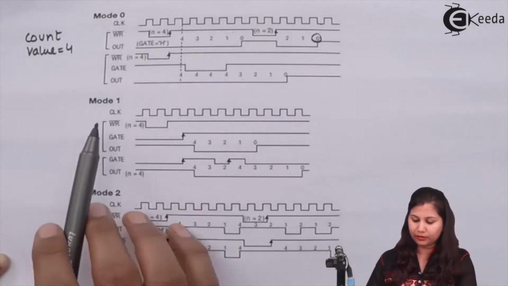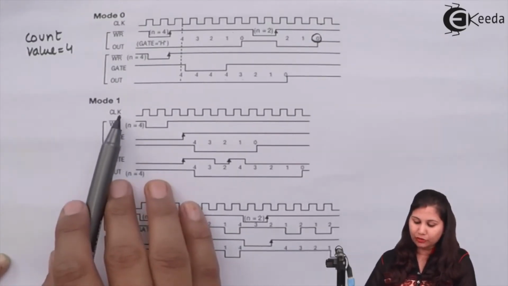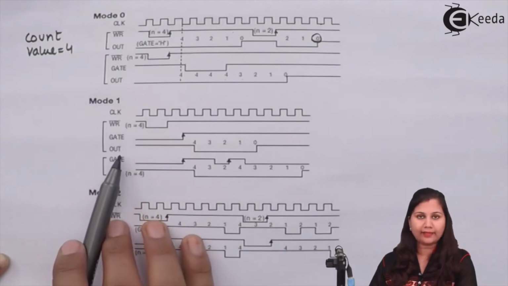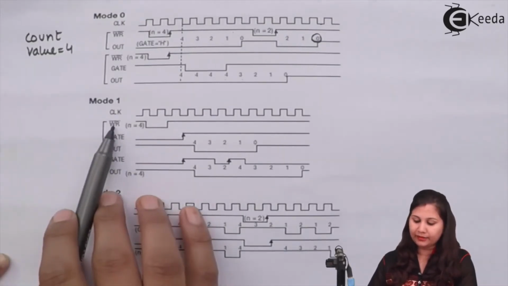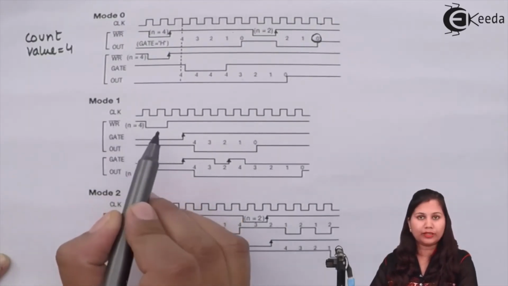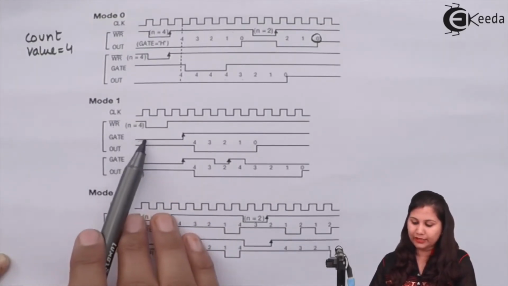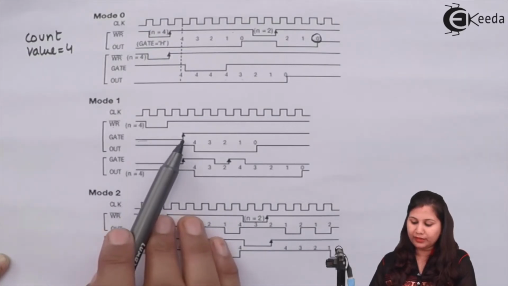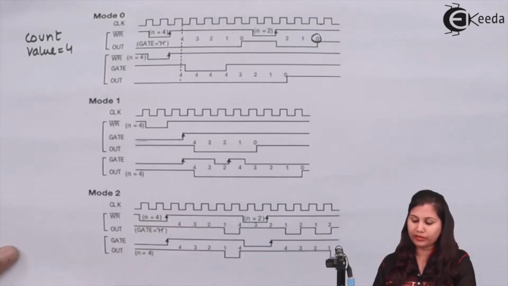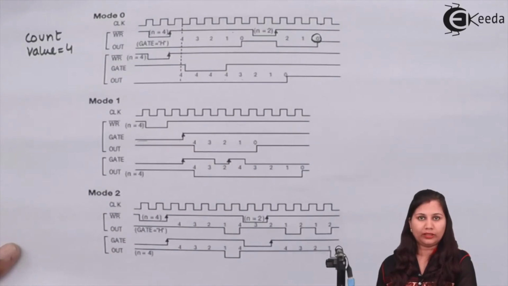If we take the example here, we have mode 1, and this is the clock signal, then the write, gate and out signals. The write signal is writing the control word or loading the counter with the count value, which is 4. Now you can see that this gate signal is initially low, because in this mode the gate signal acts as the trigger input. So when the gate signal is high, only then will the counting begin.